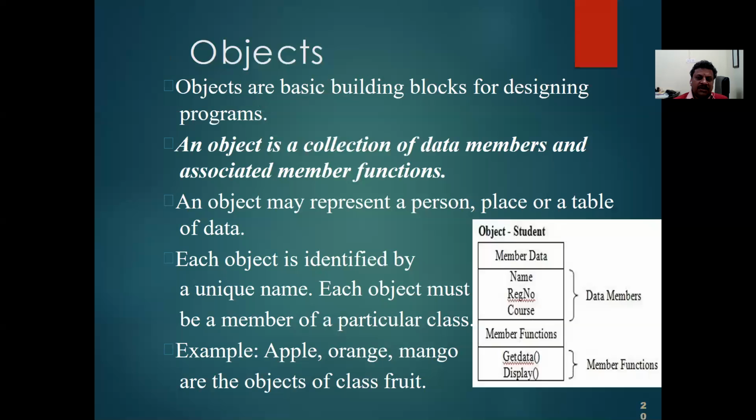Objects are basic building blocks for designing programs. An object is a collection of data members and associated member functions. An object may represent a person, place, or table of data. You can see the image in the slide. Each object is identified by a unique name. Each object must be a member of a particular class.